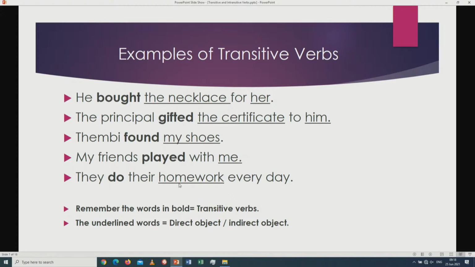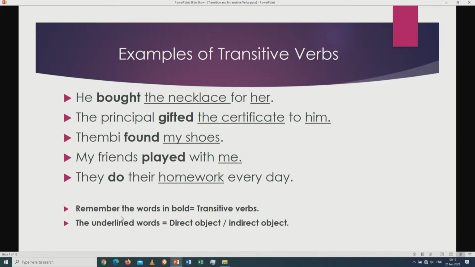They do their homework every day. Who? They. That's your subject. What do they do? The action. They do. What? Their homework. So they is your subject. Do becomes your verb. It becomes a transitive verb because it carries over onto a direct object. The rest of the words become your add-ons.